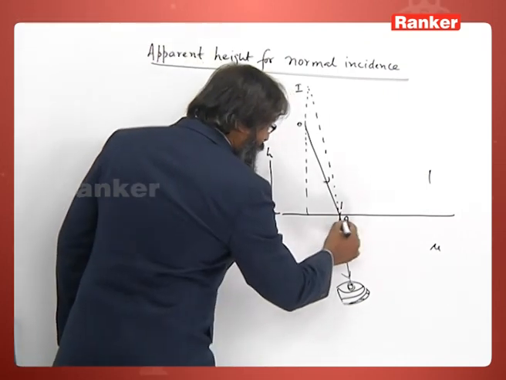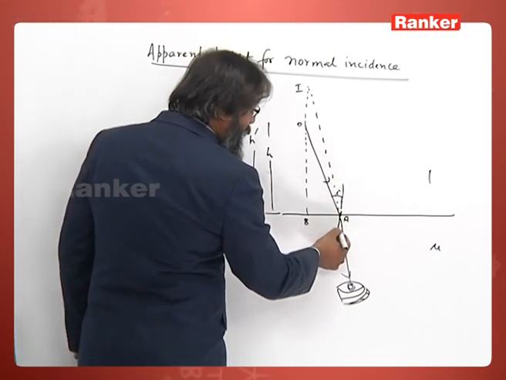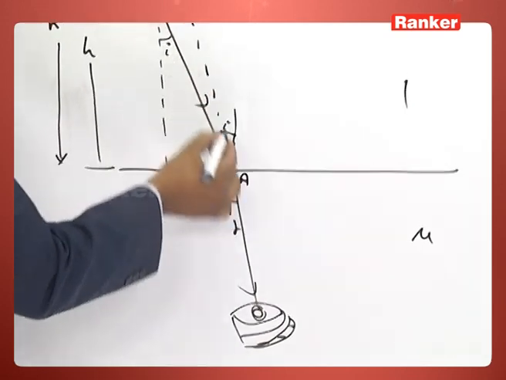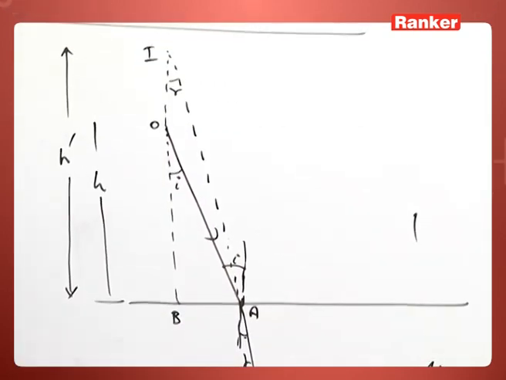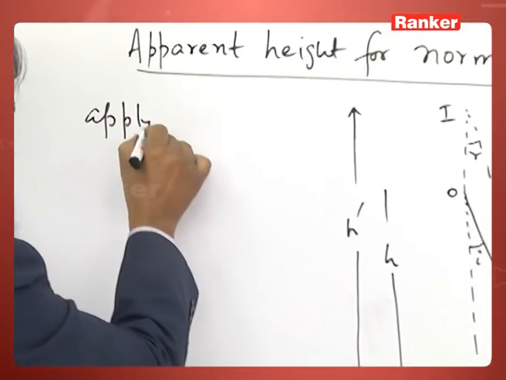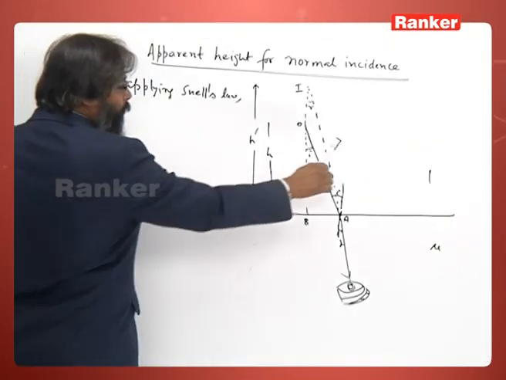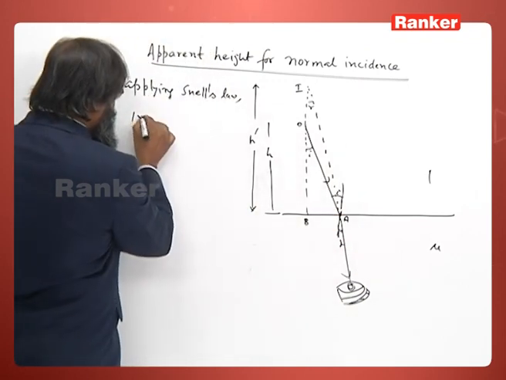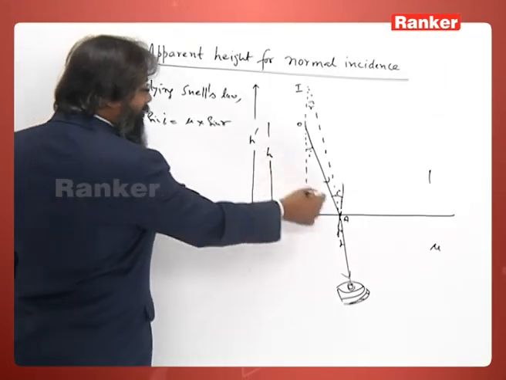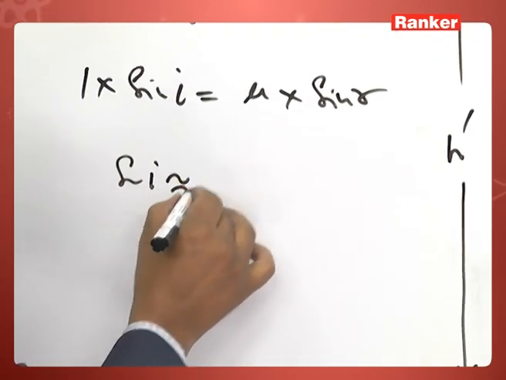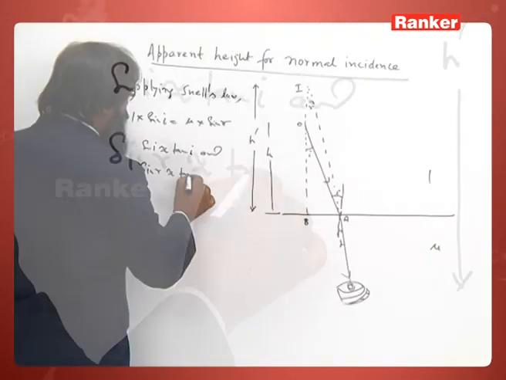So let us call this A and this is B. This is the normal, and the angle it makes with the normal is I, and here this is R. So this ray becomes, this angle is R. Applying Snell's law, light is going from here, so 1 into sin I is equal to mu into sin R. For paraxial approximations, sin I can be approximated as tan I and sin R can be approximated as tan R.